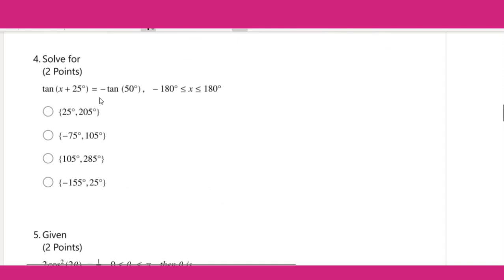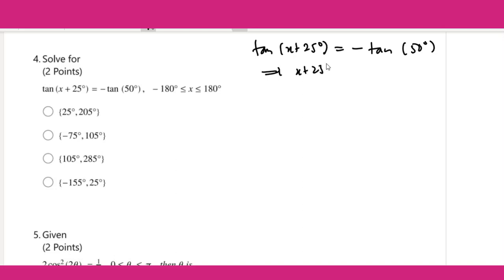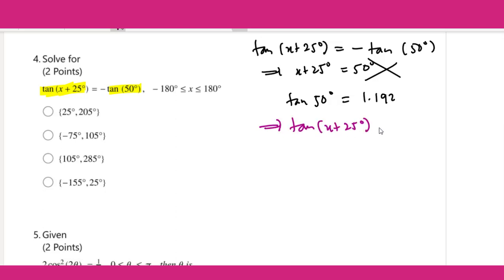Okay, this one is tangent (x plus 25 degrees) equal to negative tangent 50 degrees. You cannot write this one, assuming this one is equal to this one. What you should do is, let's say you find tangent 50 degrees, equal to 1.192. So you're going to find tangent (x plus 25 degrees) is equal to negative 1.192.